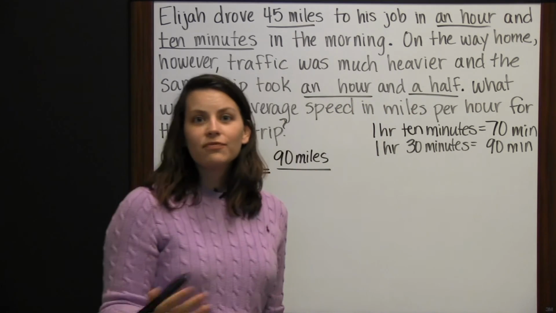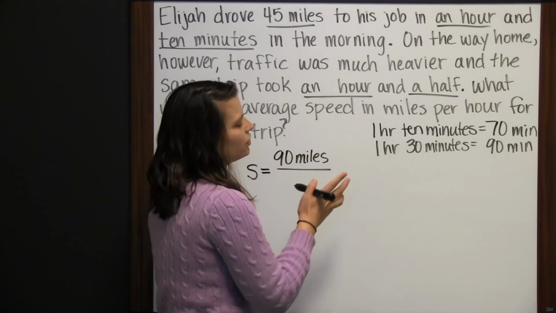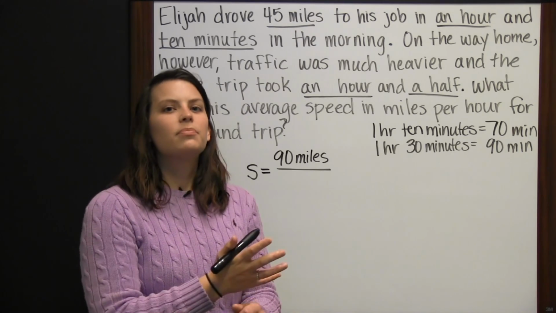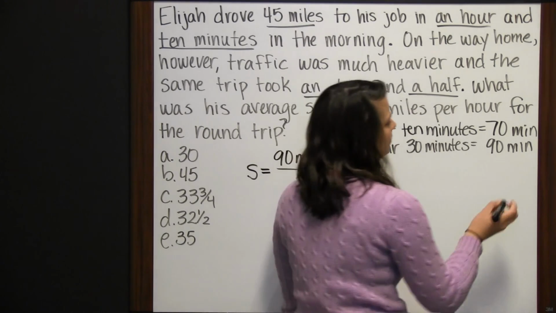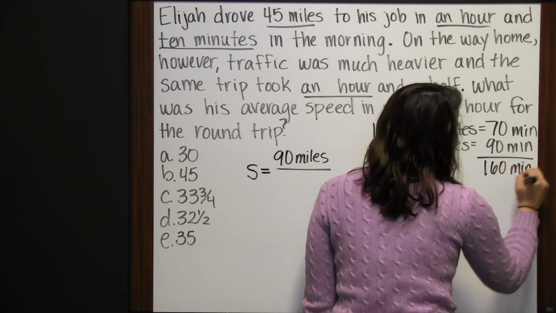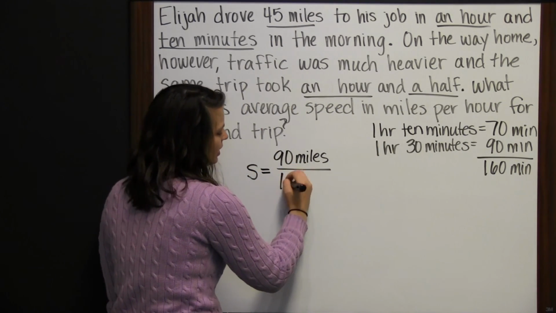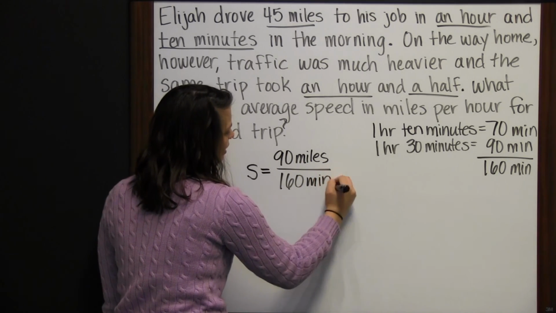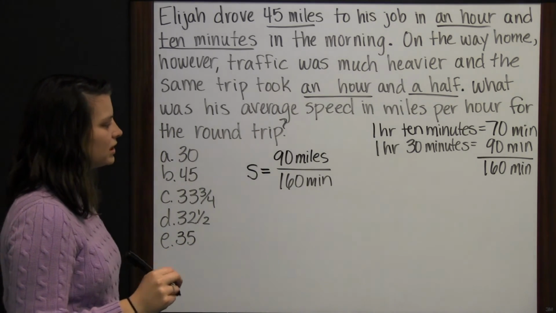And I'm converting the time into minutes just because it makes those units easier to work with. When you've got hours and minutes together, it's easier just to bring them all into minutes, put them all in that same unit of minutes. So 70 plus 90 is 160 minutes for his total travel time. So again, to calculate his speed, we need to divide his total distance by his total time. So 90 miles divided by 160 minutes.